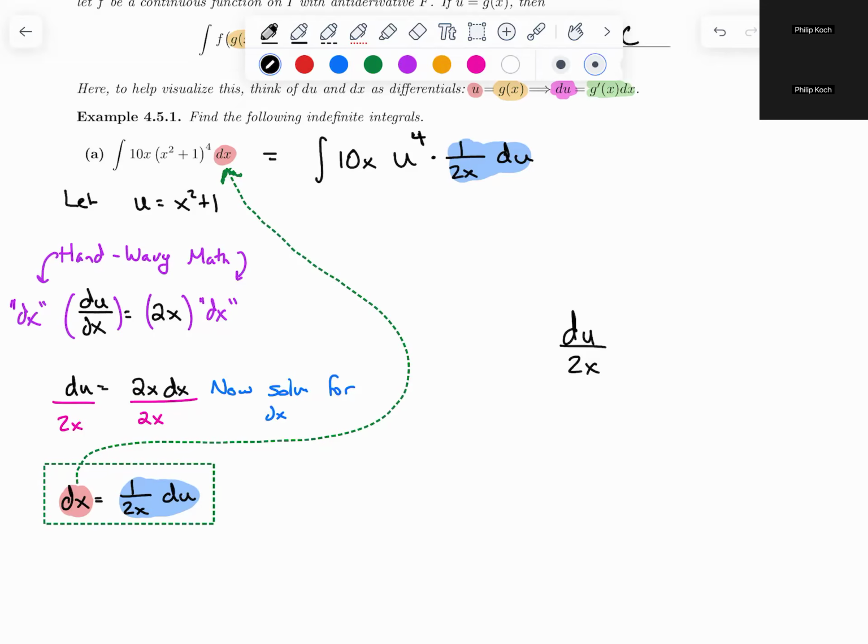Yes. So our last thing, where did the u to the fourth come from? Excellent question. So the u to the fourth is that x squared plus 1, we define that to be u.